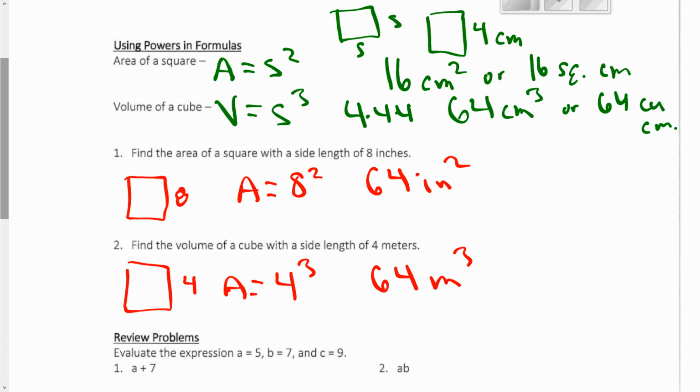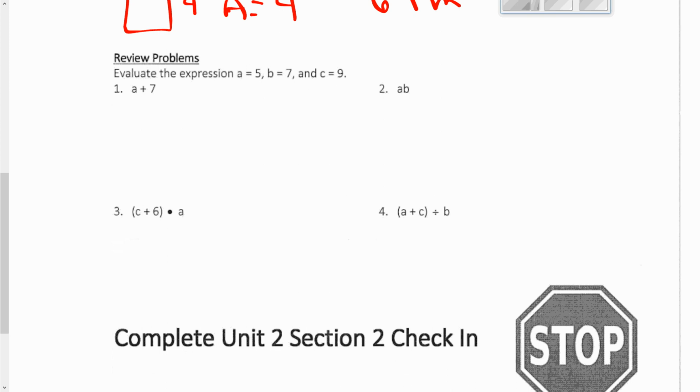And then at the bottom of the notes, you have some review problems where you're just evaluating expressions, which we did in section 1. Again, just replacing the variable with the number that goes with it. So make sure you do those as well before you move on. And as always, if you have any questions, just ask your teacher. All right, that's it for the Unit 2, Section 2 video.